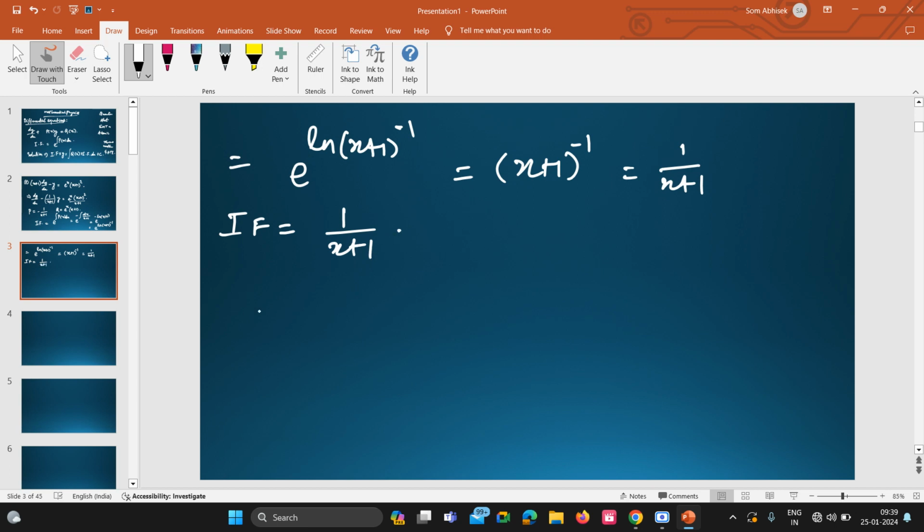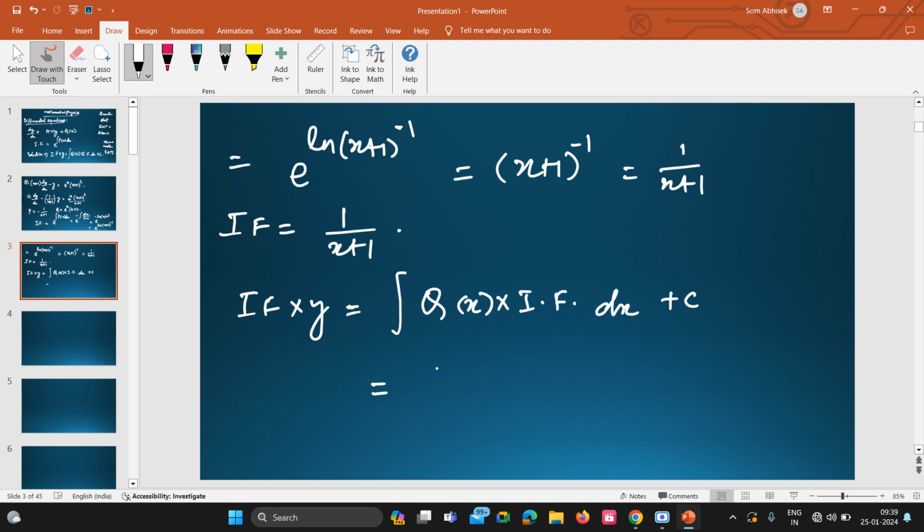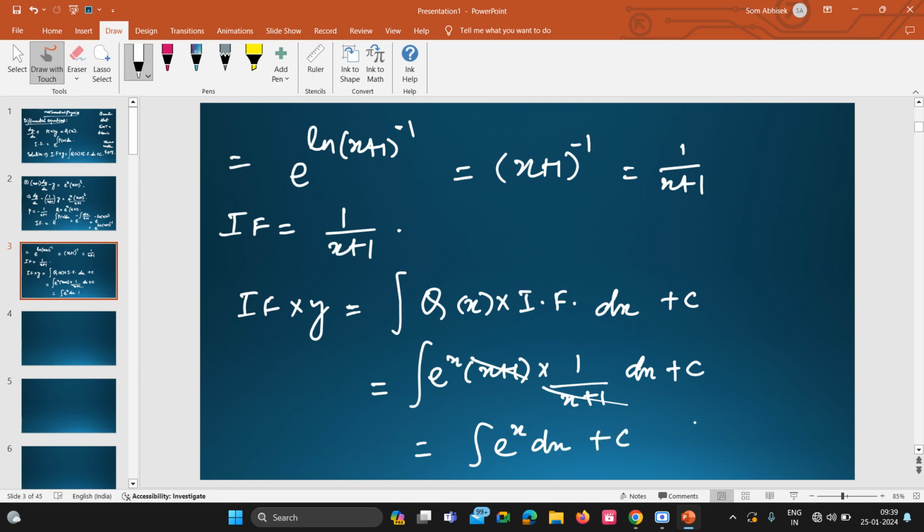Now we'll put the formula: integrating factor into y is equal to the integral of q(x) into integrating factor dx. So q(x) was e to the power x into (x plus 1), and the integrating factor is 1 by x plus 1. The x plus 1 cancels out, so it is the integration of e to the power x dx plus c, that will be e to the power x plus c.